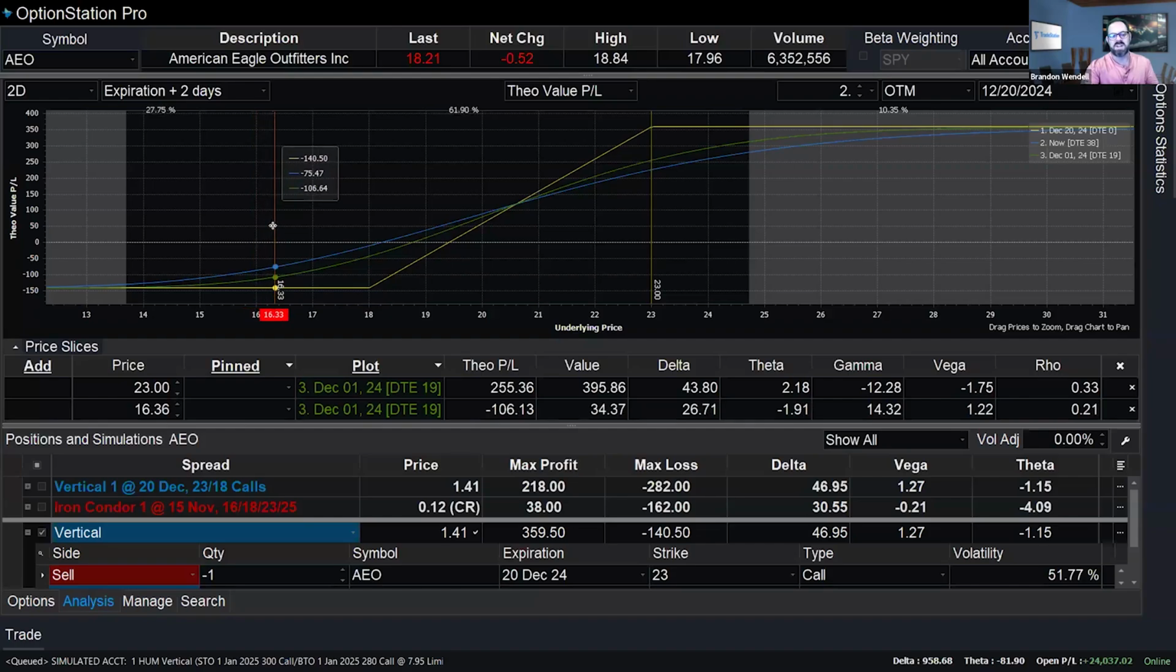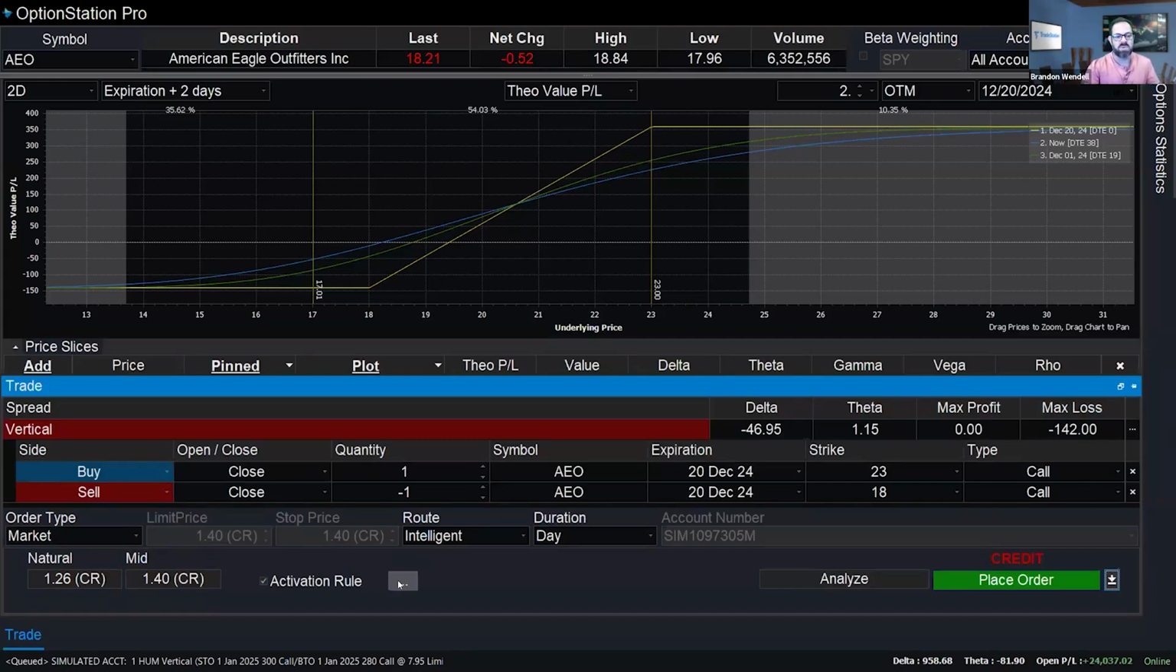So I could adjust for that and say, okay, instead of waiting until 16, because there's time value, remember that time value is eroding. So I could say, all right, in 20 days, if it drops below 17 bucks, I want to get out. I can go back to my order.